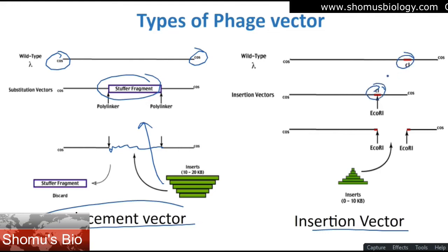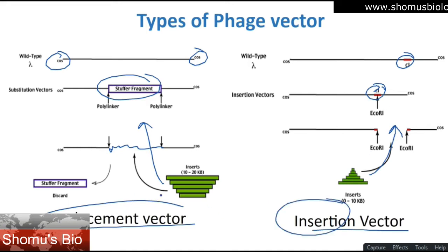At this location we cleave and insert the gene of interest inside that location. So it's a clear insertion, while in a replacement vector we are replacing one fragment of the DNA with the new insert. That's the difference between the two.